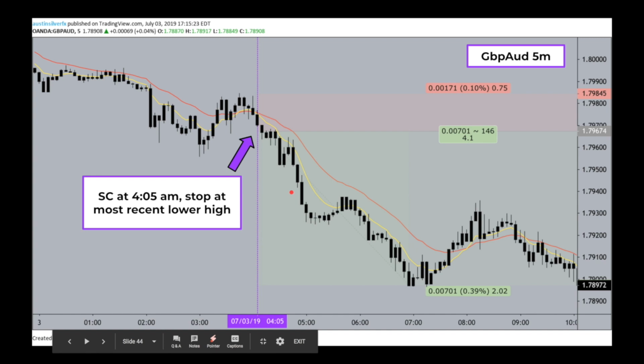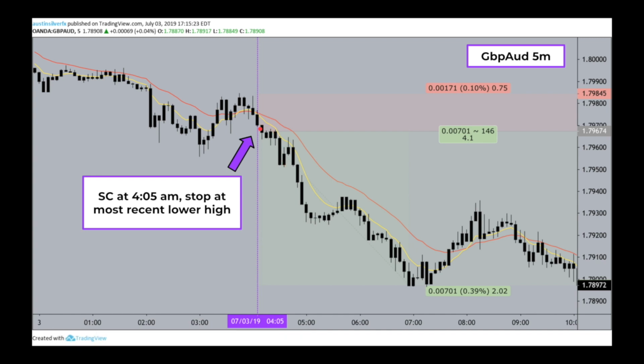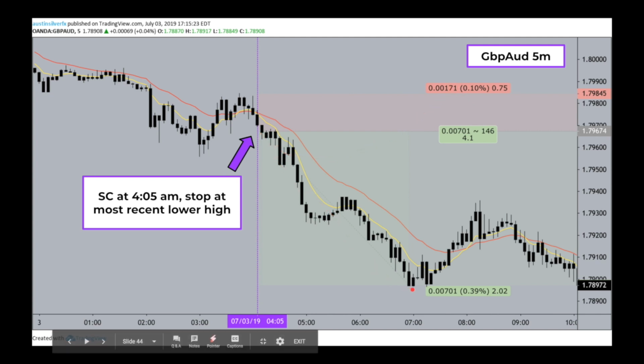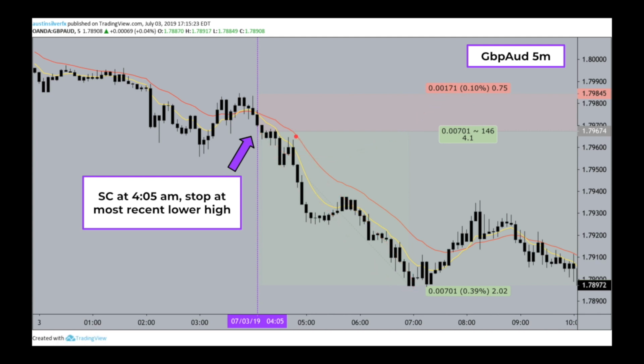So if we look at the 3rd on the 5-minute, what do you find? 4 o'clock in the morning. It's a beautiful shift candle down. After being in a downshift for a long period of time, it shifts up, tries to go higher. It can't. Shifts back down. That's your entry. Stop at the most recent lower high, so about 17 pips, and this ends up falling 70 pips and never touches the 21 EMA.